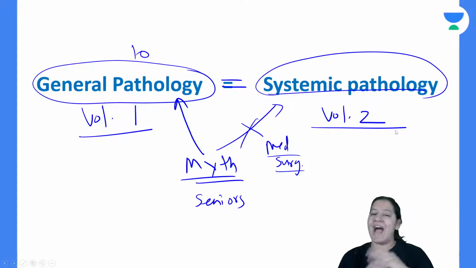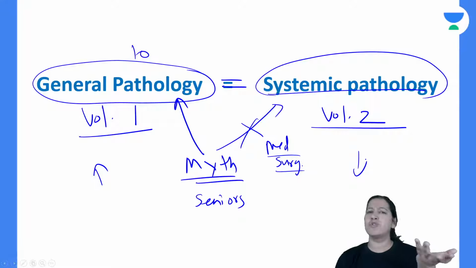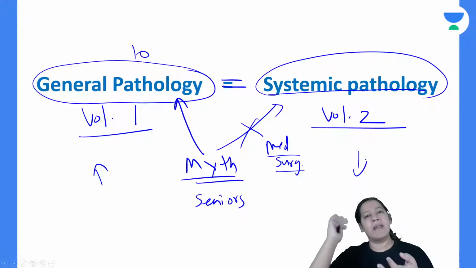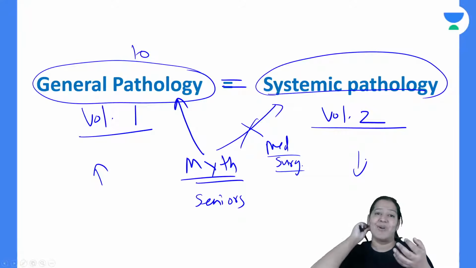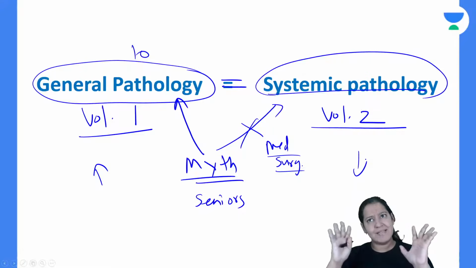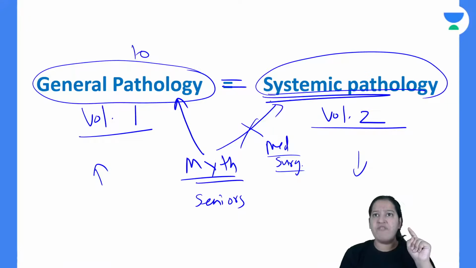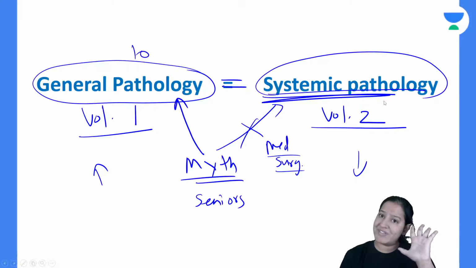I have seen in many students that they give more importance to volume 1 and they just underestimate volume 2. They think, volume 2 is systemic pathology, madam, we will read that again in medicine anyway. So no, it is not the case. It is not the case. For understanding medicine, it is the foundation of medicine. That is systemic pathology. You have to study here only.